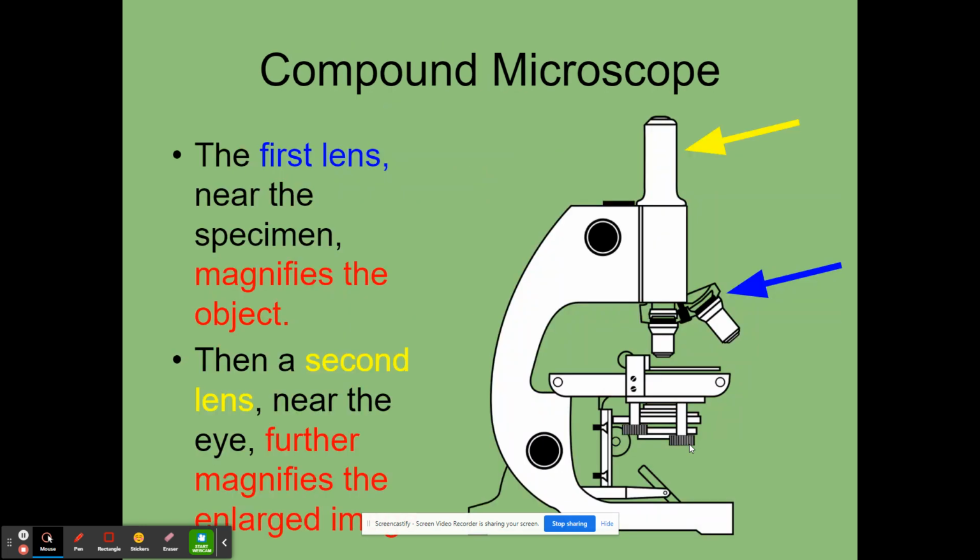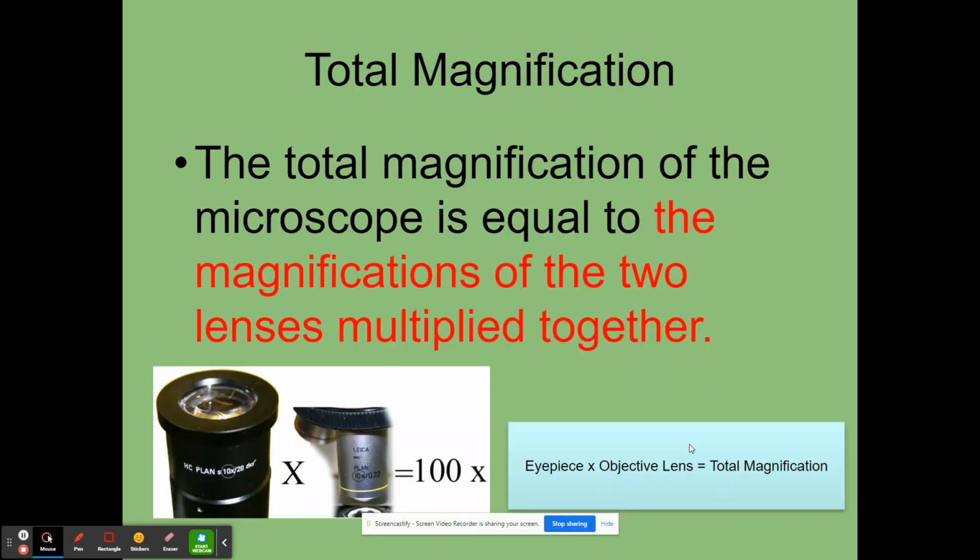So the compound microscope, which is almost identical to the ones that we're going to use in class, the first lens is down near the specimen, which is the object in view, and that's where the blue arrow is. It's your objective lens. And then the second lens is up near your eye. We call it the eyepiece, and that's where the second lens is. So you have two lenses in your compound light microscopes. You're going to have to figure out the total magnification of that object.